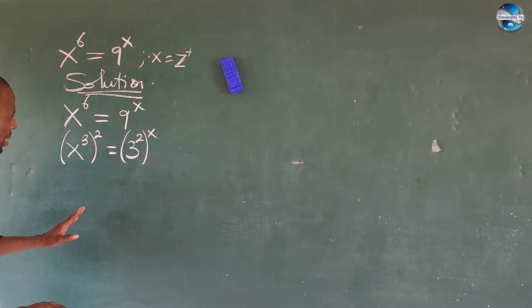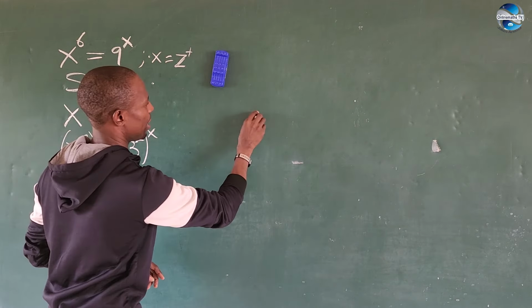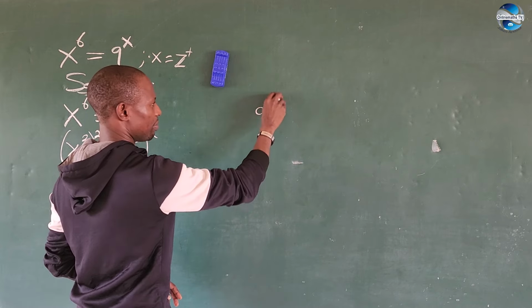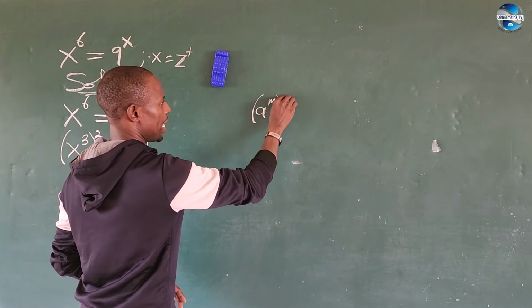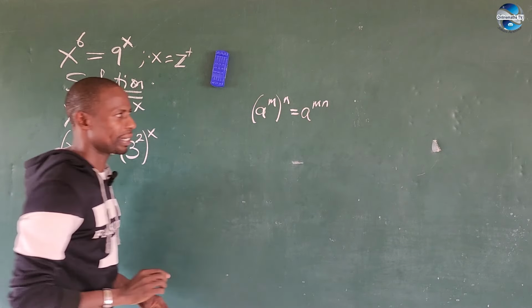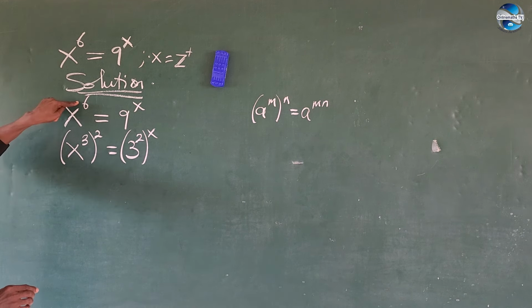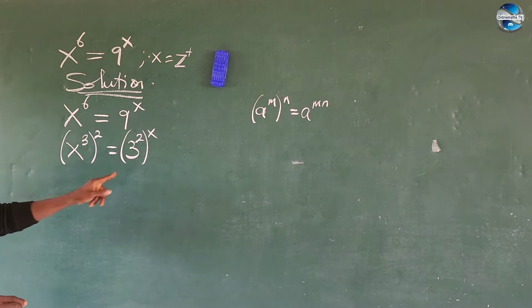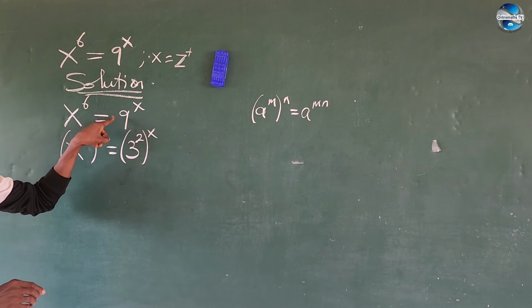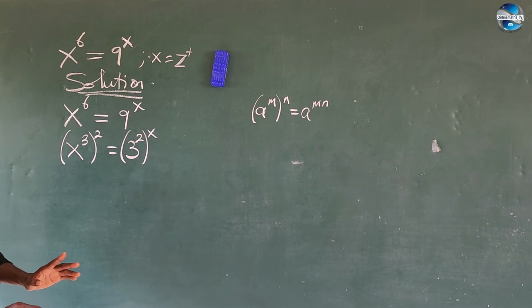This has not changed anything, because according to the law of indices, a to the power of m, bracket open, to the power of n, is the same thing as a to the power of mn. Is that not? If I multiply these exponents, it will give me 6. Then 3 to the power of 2 gives us 9, and we multiply to give this back. So it has not changed anything.